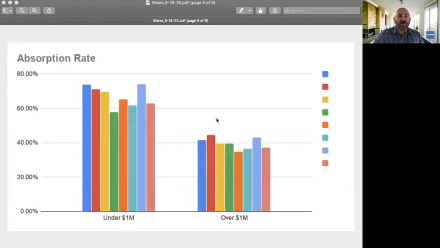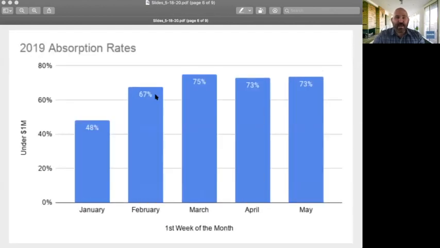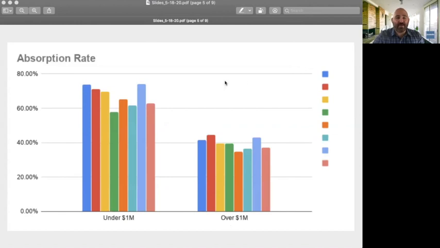But now let's go on to our absorption rate. And we kind of have an interesting story here. You'll see that we dropped significantly versus last week in both categories on our absorption rate. And if you look, we're hovering just above 60% for our under $1 million sort of demarcation. And if we go here to our historical data from 2019, we should be in those low 70s if we were matching last year. And in fact, we were doing really well last week. So the question is, what happened?